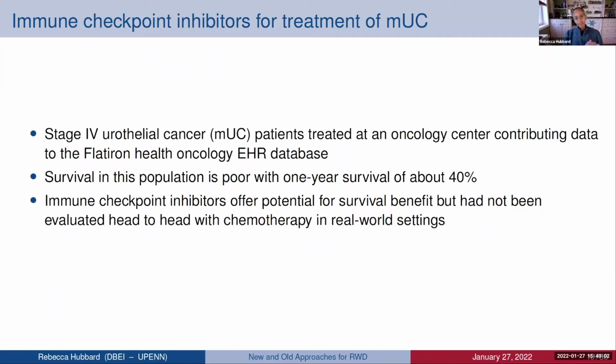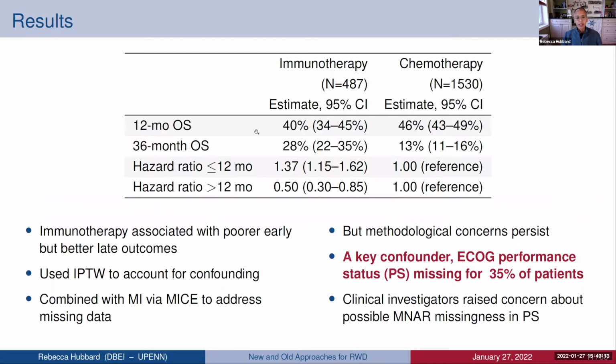So in the absence of evidence from a randomized trial, we decided to try to fill this gap using data from the Flatiron Health EHR database. This is one table from the results of that paper, just summarizing the overall survival comparisons between the patients in our Flatiron-derived cohort who were treated with immunotherapy versus chemotherapy.